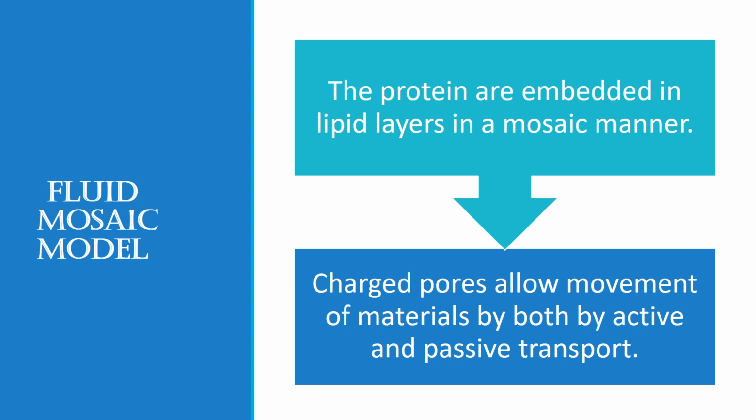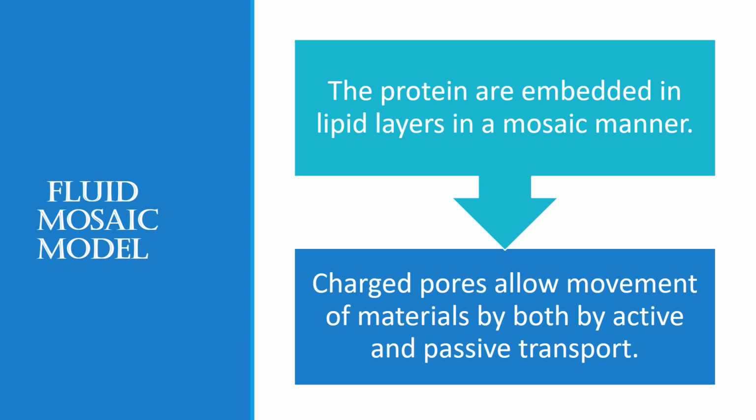There are charged pores that allow the movement of different sorts of ions through active and passive transport. This was the model that described how the plasma membrane acts as a semi-permeable membrane, allowing only a few particles to pass through it.